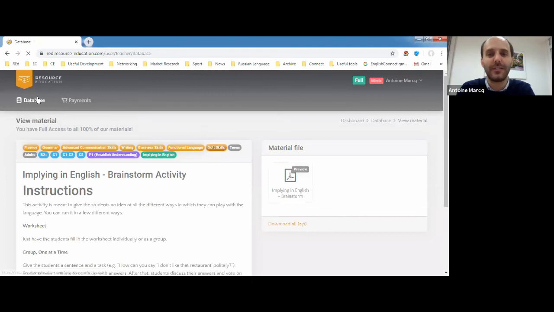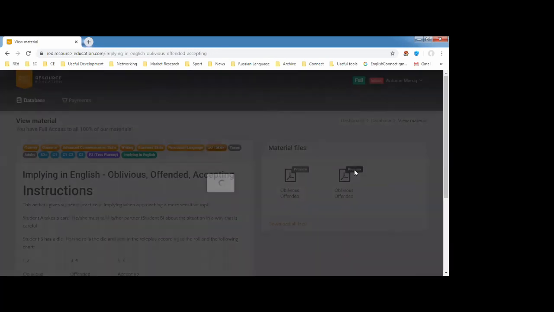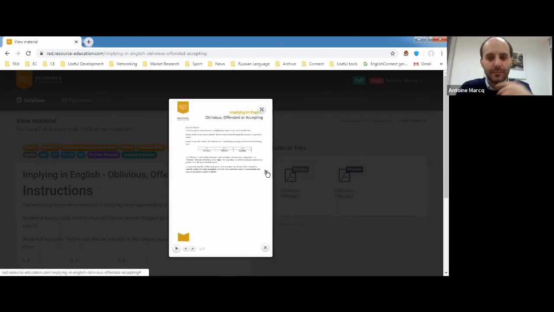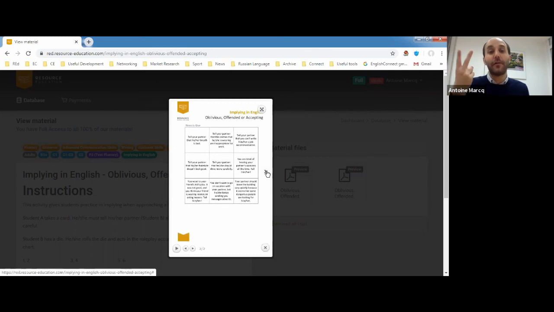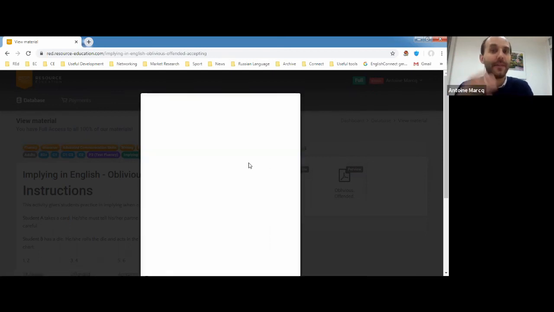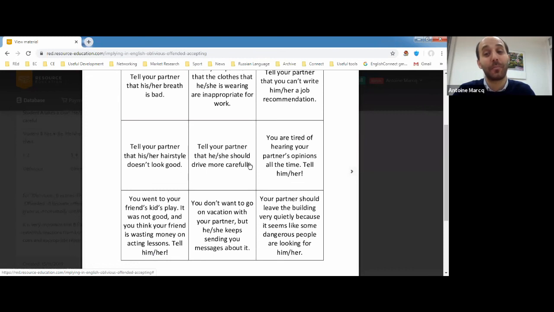If you're interested in all these soft skill lessons on our website, these ones are called Implying in English. Okay. And you'll also have a speaking activity here where on each card, the student has something a bit delicate to say to the partner. So student A says what they have to say, and student B is going to be able to react to that in either an oblivious way, no idea, didn't get the message, an offended way, what, or an accepting way. I understand, you're probably right. And this is great for students to play with different social situations. Tell your partner that his or her breath is bad. Tell your partner that you can't write him or her a job recommendation, et cetera. Hairstyle doesn't look good. You're tired of hearing their personal opinion all the time.